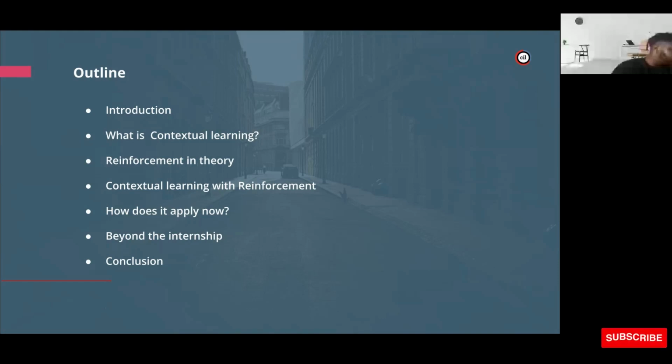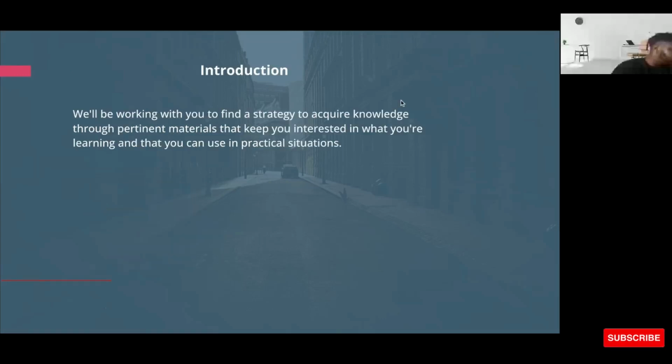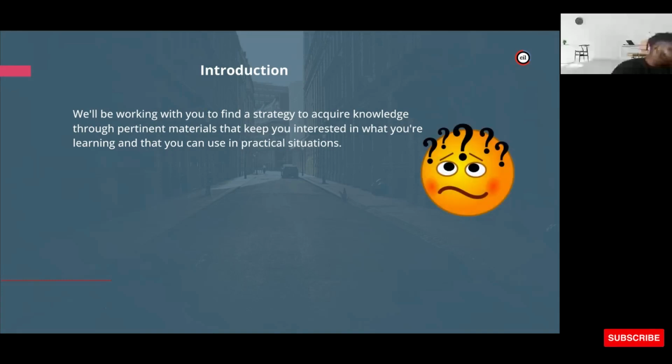James, the next slide. Almost everyone has had this experience before where you start something and by the time you finish, you're like, what did I just learn? Did I learn anything? Oh, I thought I even knew this before. Now it's like I'm worse off. Well, today we'll be talking on contextual learning.